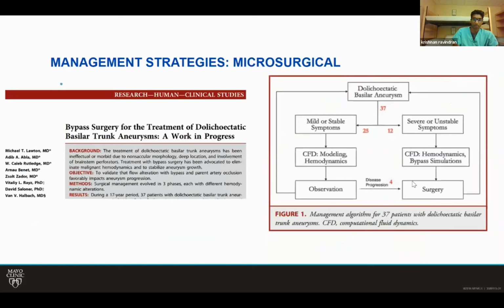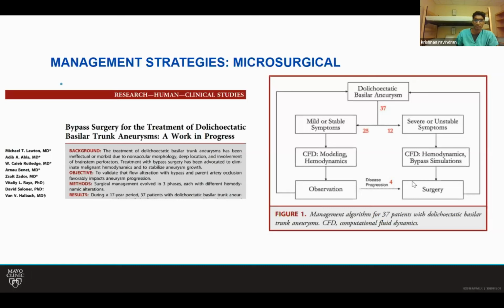Dr. Lawton published probably one of the most interesting and comprehensive papers in 2016 on his experience treating these aneurysms, with a very nice insight into his rationale and thought process for treating and approaching them. Similar to what we described, his main indication had been symptom severity, or change in symptom severity from mild to more severe.